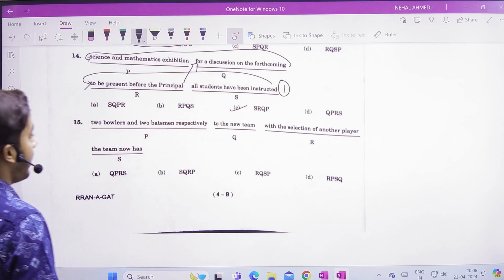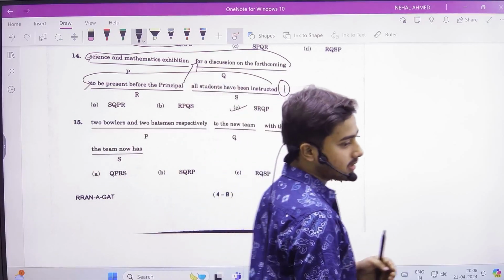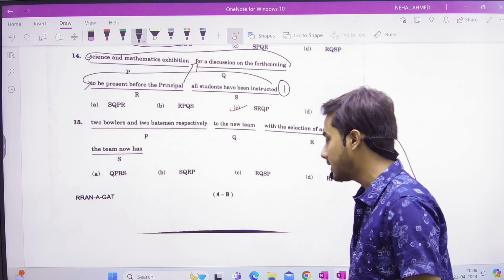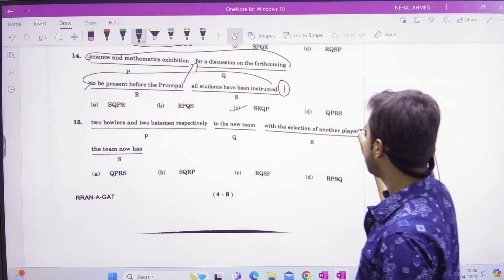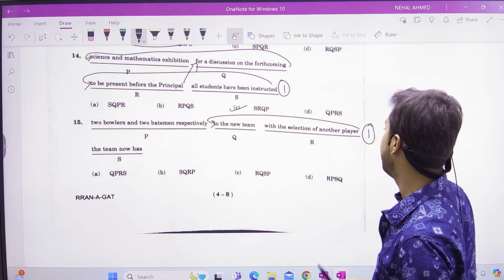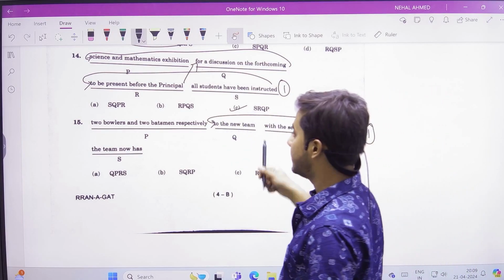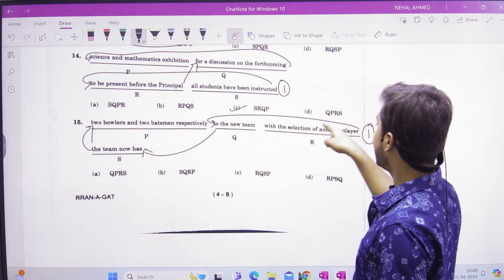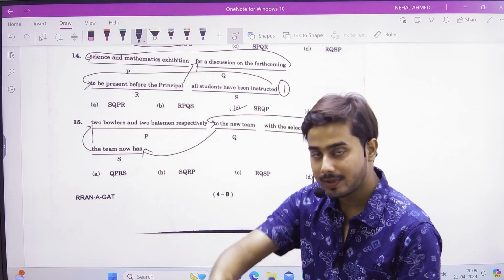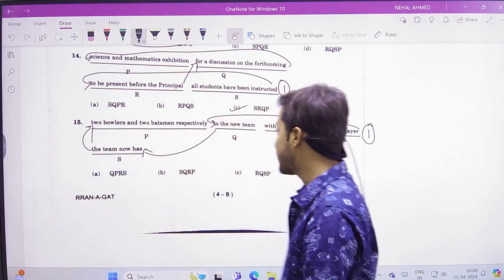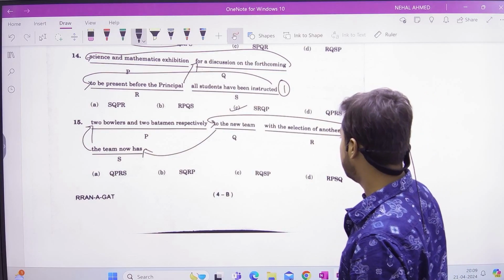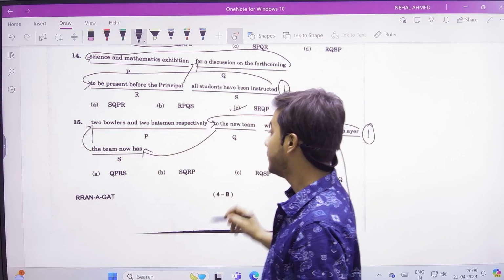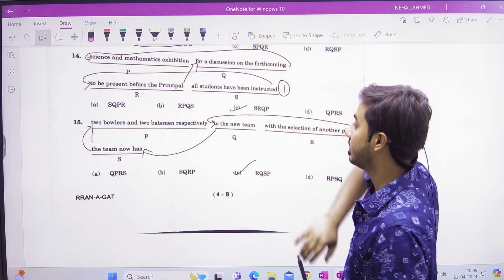another player the team now has. So we can understand that it all started with the selection of a new player, right? So starting with the selection of a new player becomes the first part of the sentence. So where was the player selected to? The player was selected to the new team. So with the selection of another player to the new team, the team now has two bowlers and two batsmen respectively. So with the selection of another player, that is the first part. So R, to the new team, so RQ, the team now has RQSP. So RQSP is the right option, right?